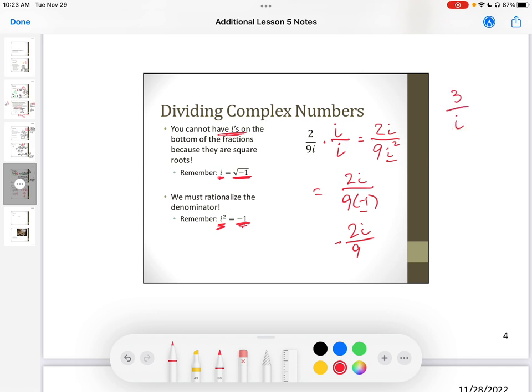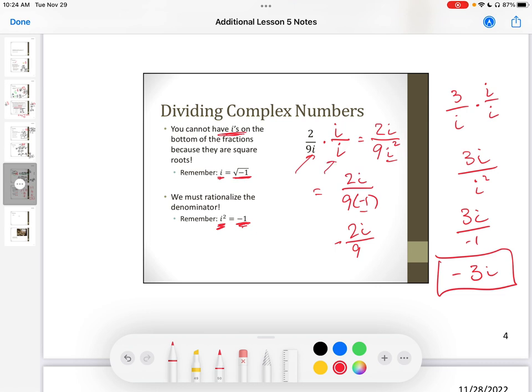Okay, so it really doesn't matter. Say I have 3 over i. I'm going to multiply by i over i. Okay, gives me a 3i over an i squared. That's a 3i over a -1, which would just be a -3i. Technically, that's a 3 over 1, but anything over 1 is just itself. So 3 divided by i would just be a -3i. So if there is just an i on the bottom and it's a single term, all you have to do is just multiply by i.